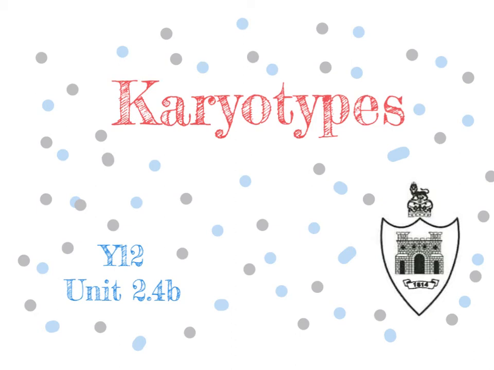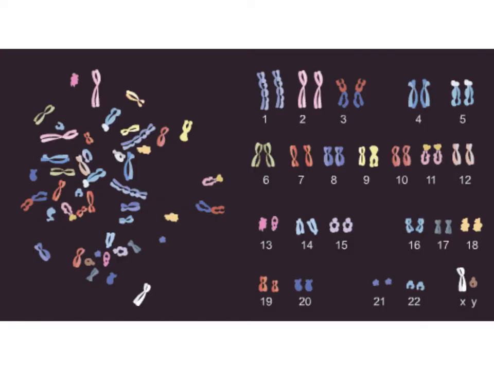Hello everyone. Now we're going to look in our genetics notes, and this is double award biology and also GCSE biology, unit 2.4b. So if you get your genetics notes out and go to page 14, you'll see that it's about karyotypes. Now we looked at this arrangement before.